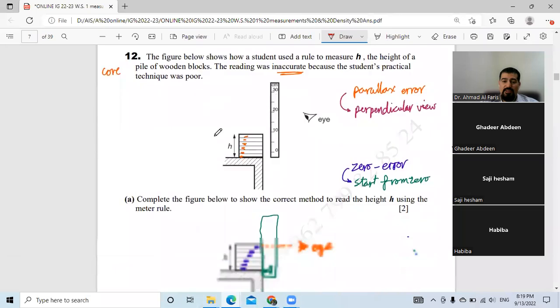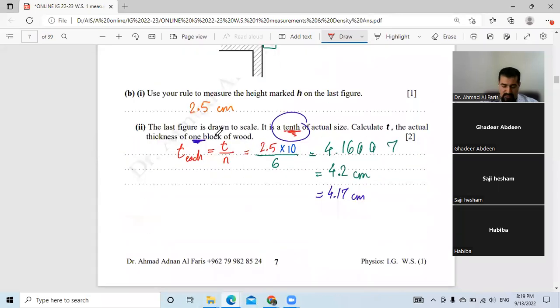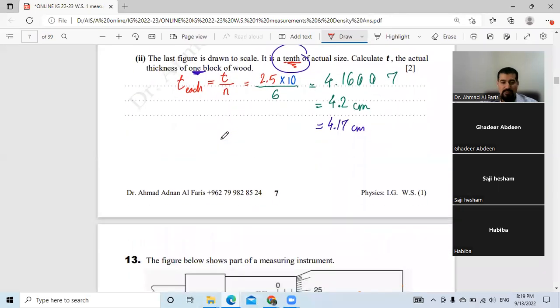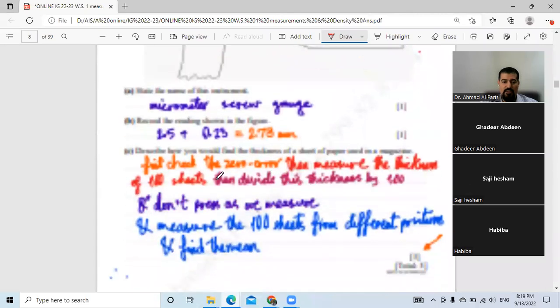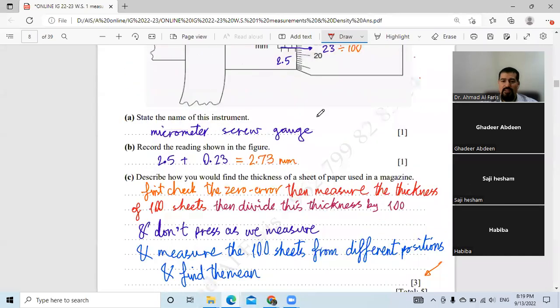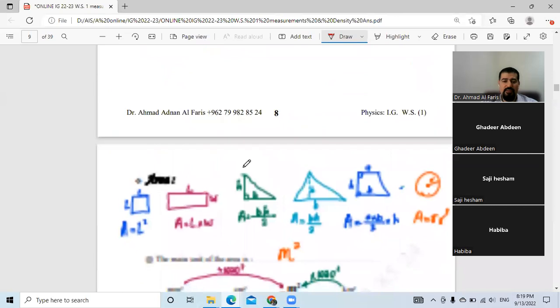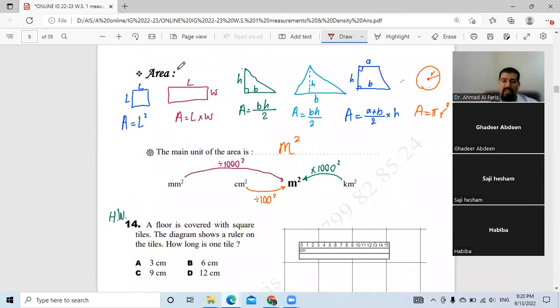Question number 12, we did it last time. Okay, let's move on to the next topic. Also we answered this question about the micrometer. We talk about area, and we have certain shapes whose area formulas we have to know: a square, a rectangle, a triangle, a right-angled triangle, a trapezium, a circle. All these formulas, you have to know.